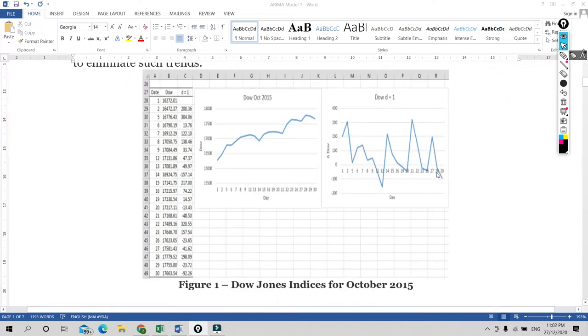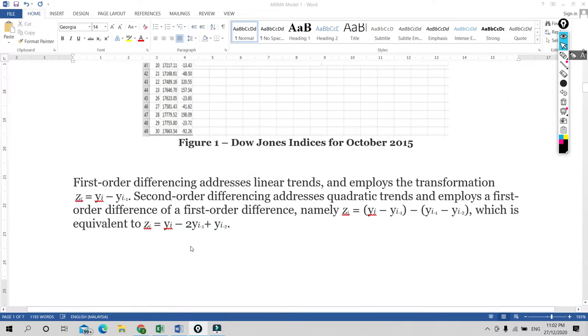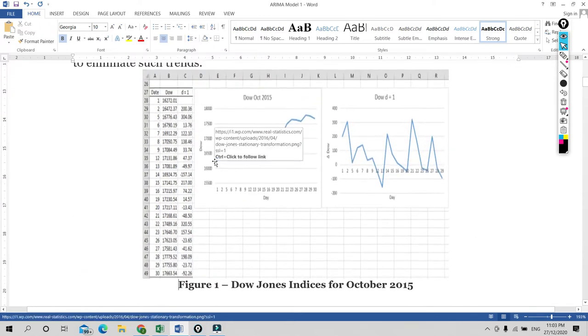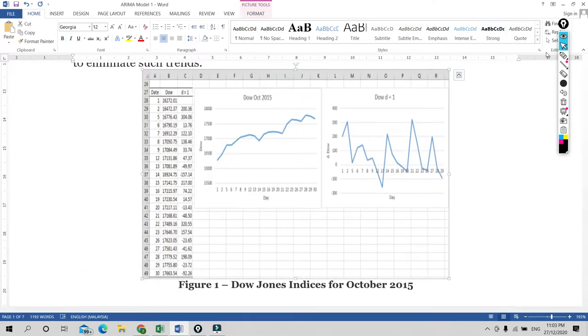Let's say I have the data of Dow Jones just now. This is the data for Dow Jones, and I want to show you how to do differencing. Let's say I put here Y sub I. The differenced data is the new data, so let's say I put Z sub I, the new data for differencing.